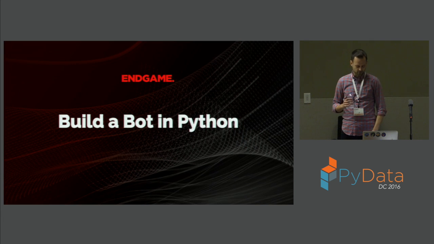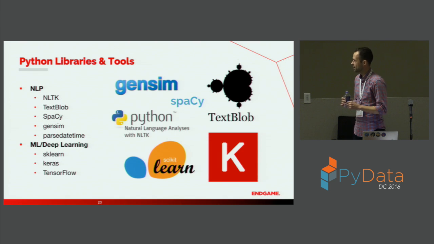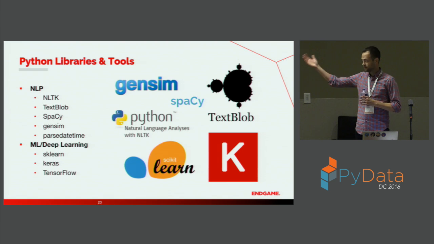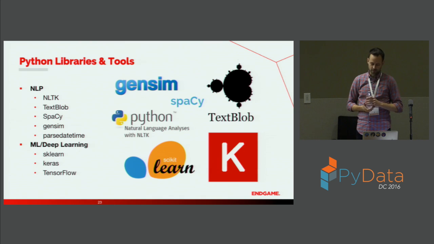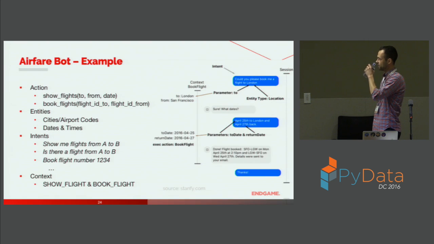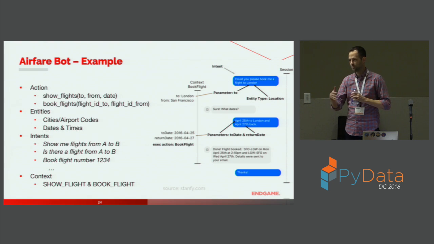So, how do you do this in Python? There are a ton of ways to do this in Python. From an NLP standpoint, you have some great options: SpaCy, TextBlob, parsedatetime, NLTK. From a machine learning and deep learning standpoint, Keras, scikit-learn, TensorFlow, all of these can be mashed together in a Frankenstein sort of fashion to create your own chatbot. As an example, we're going to create an airfare bot at a very high level, just to give you an idea of the workflow that I presented a few slides ago.